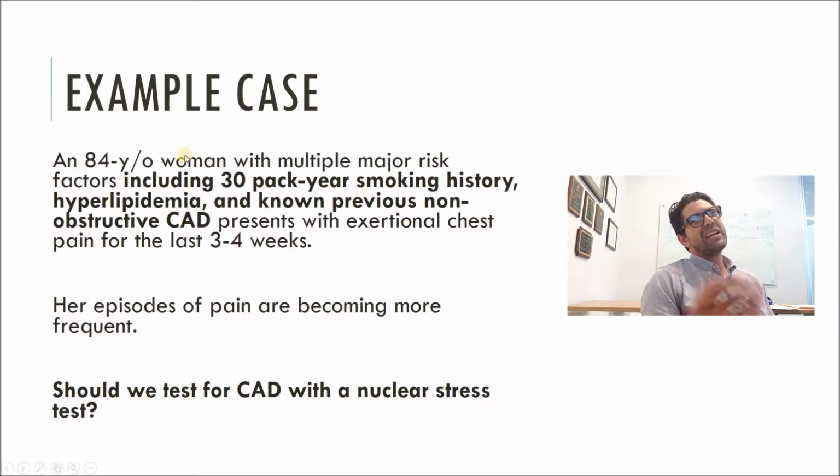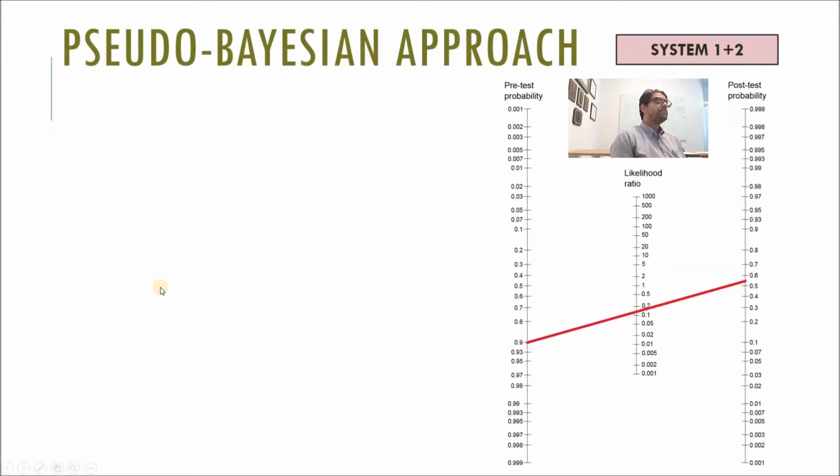And actually, let's change the case a little bit. Now I know she has a 30-pack year smoking history, hyperlipidemia, and she actually has known previous non-obstructive coronary disease on a cath from 10 years ago. Should we test for coronary disease with a nuclear stress test?